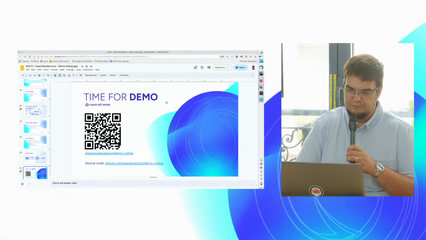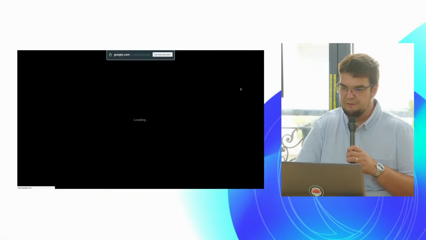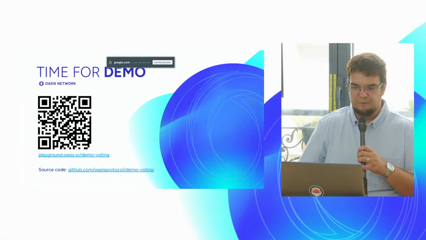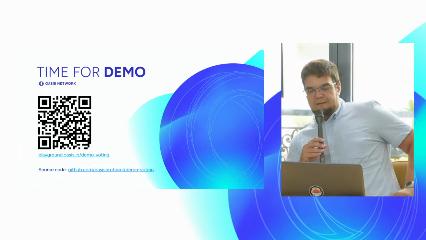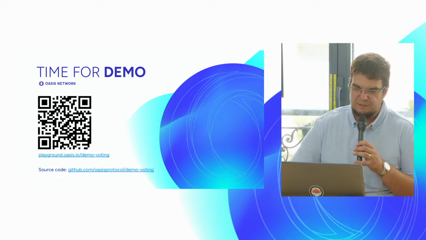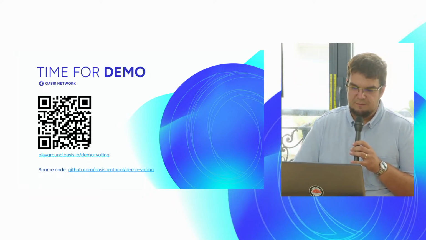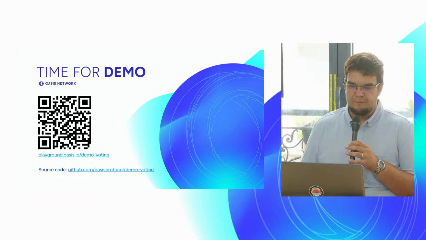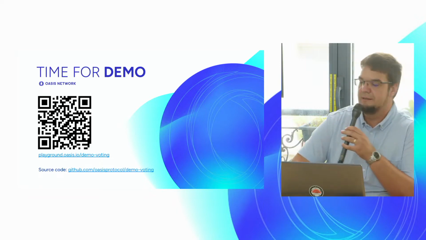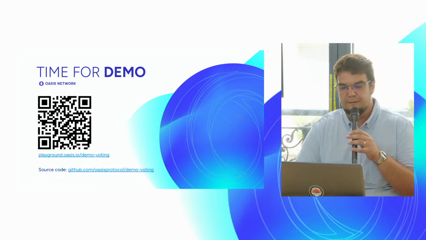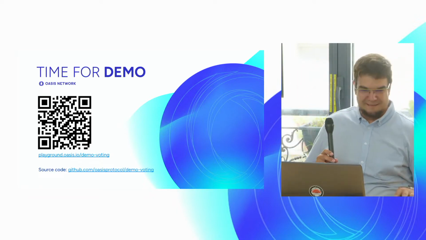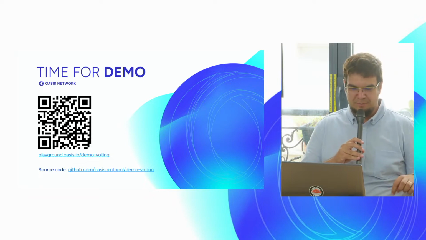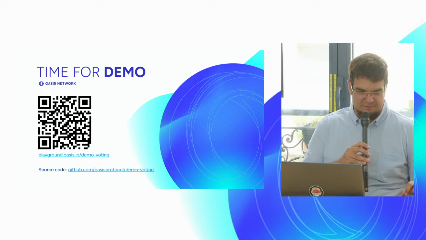I invite you to scan the QR code, or just head over to playground.oasis.io/demo voting. And if everything goes well, you should be able to see the poll and submit your vote. Maybe I should put this QR somewhere. Or you can just type in manually playground.oasis.io/demo voting.